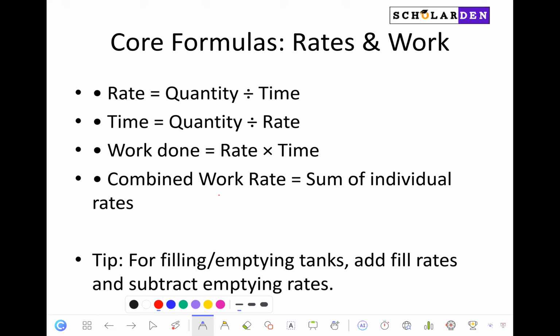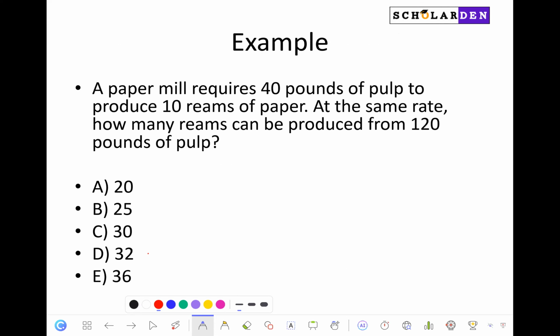We're going to start with some of the very basic problems so we know exactly how to handle different quantities in terms of rates and how to do the manipulation. Okay, so here's the first example.